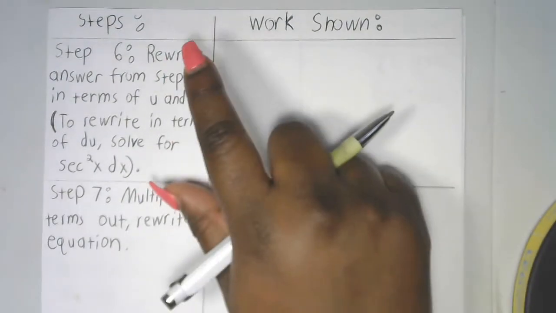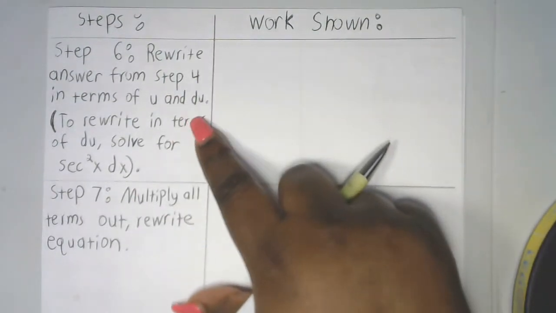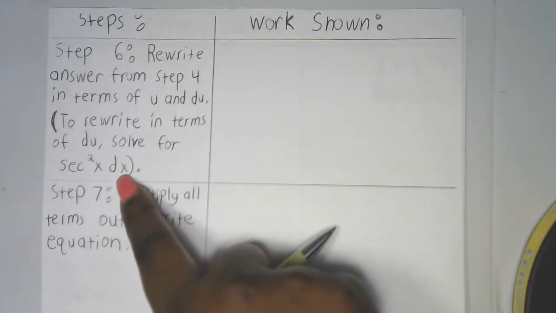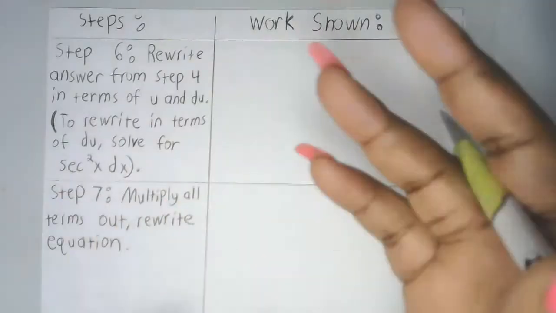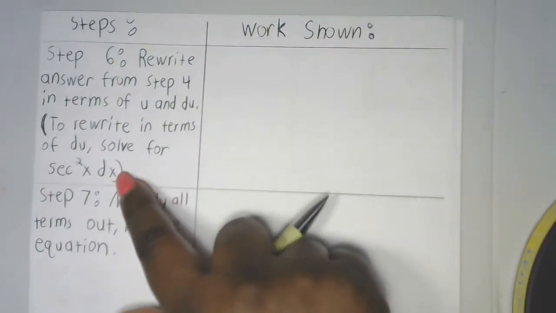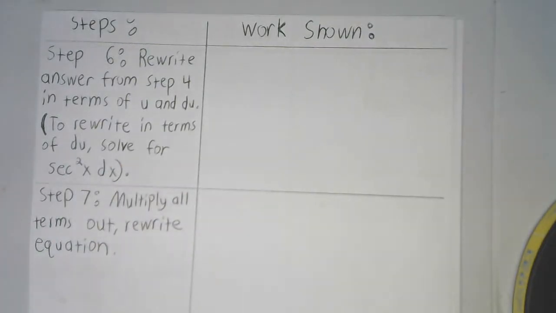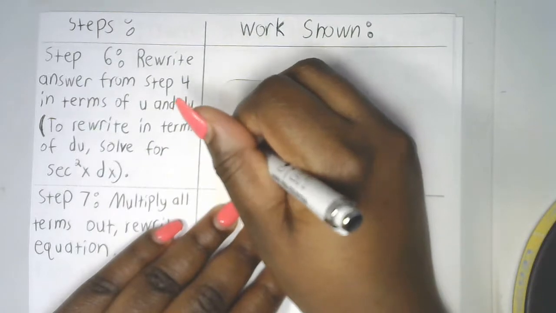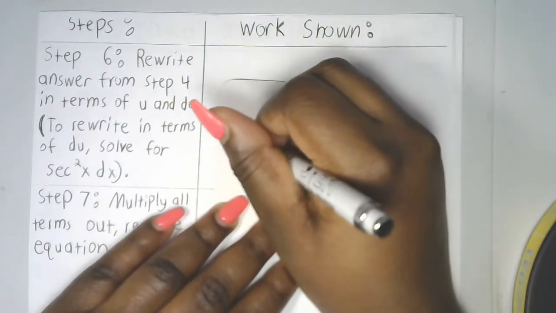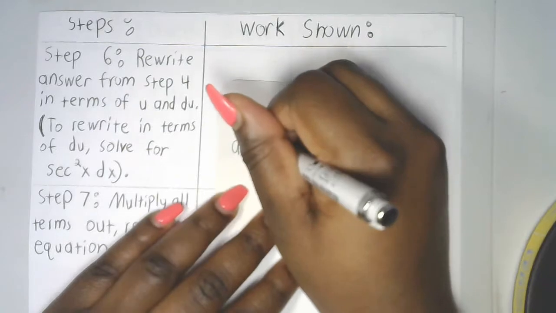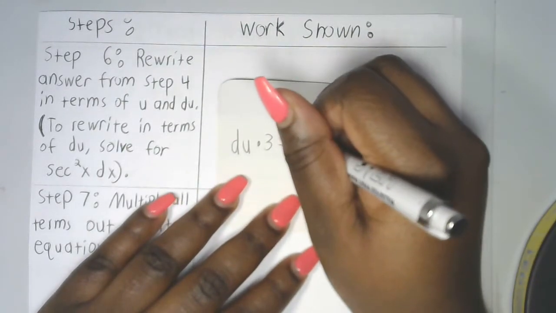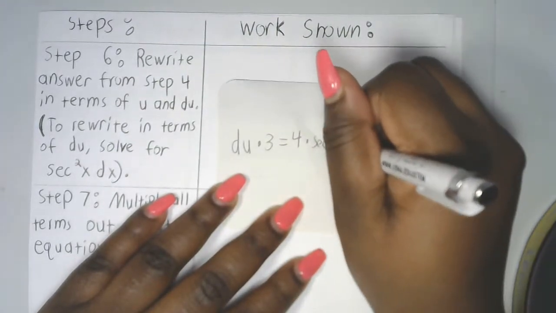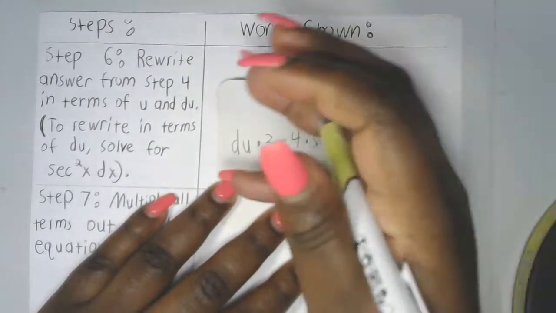For step 6, we're going to rewrite the answer from step 4 in terms of u and du. To rewrite in terms of du, we solve for secant x squared dx. Now, du already does equal secant x squared dx, but I always put this little tidbit in case, say for example, we had something like du times 3 is equal to 4 times secant x squared dx.